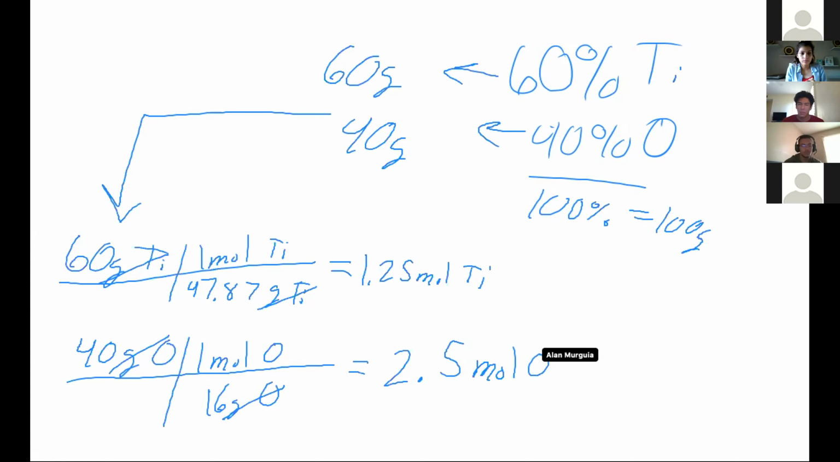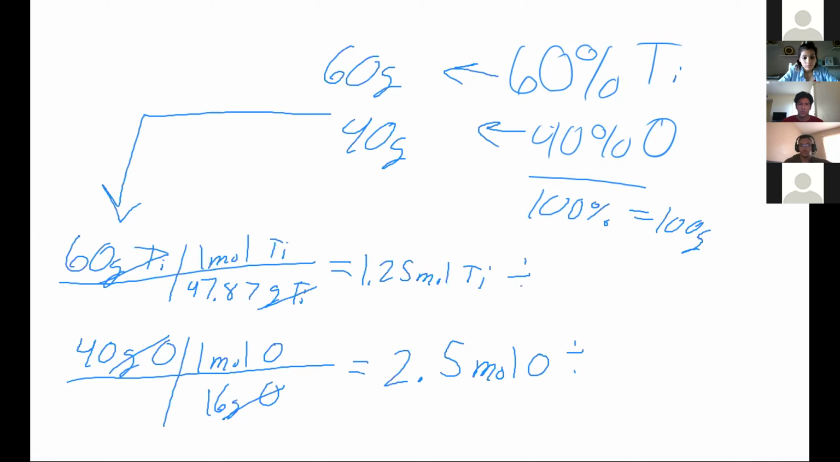So now that we have our number of moles, what we do here is divide each of these numbers by the smallest number of moles. Since 1.25 is smaller than 2.5, we divide by it. Would we consider the limiting reagent here? Technically there's no reaction taking place, so there's no limiting reagent because this is all one compound. We're just trying to find the empirical formula. Right.